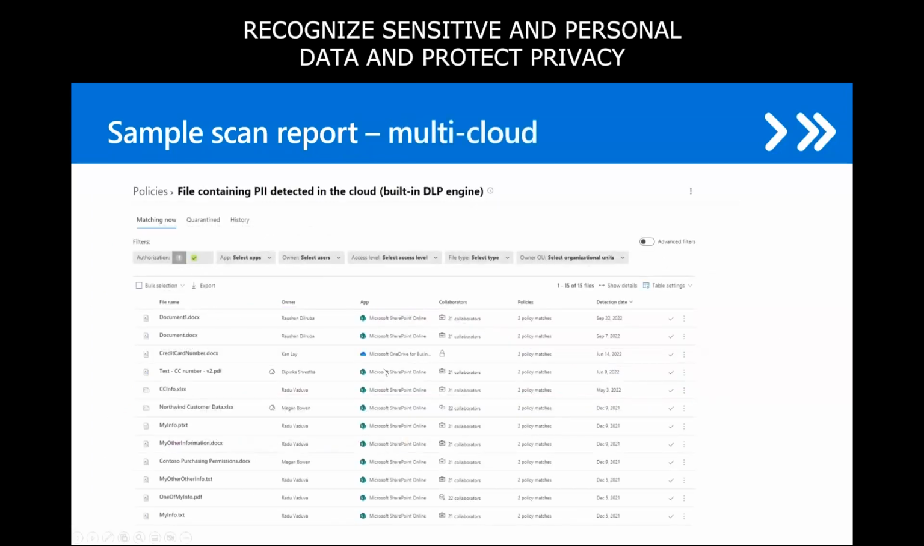With a multi-cloud approach, for example, this document has sensitive information and it's located in this cloud app. It could be Microsoft Cloud, Google, Azure, Amazon, and all those clouds, right?